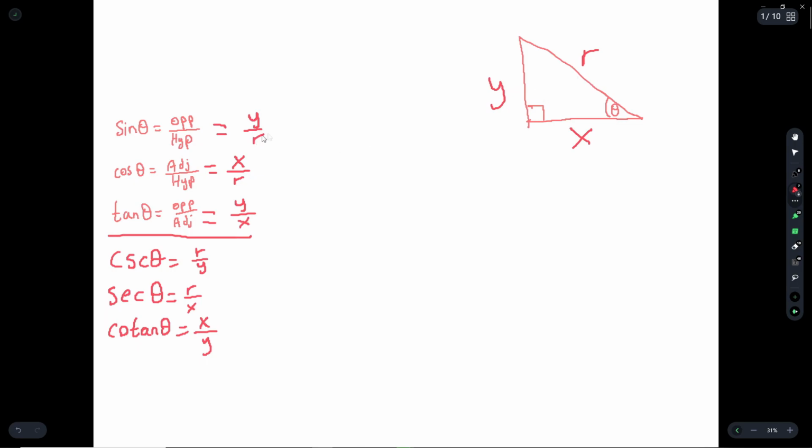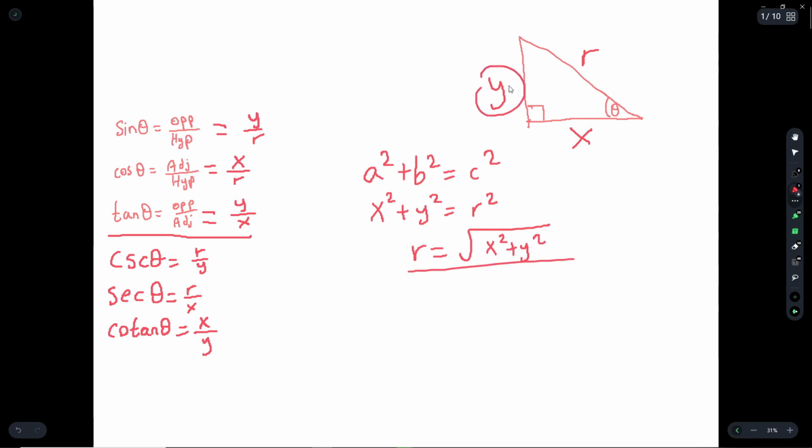And since we do not have an exact value for r, we can use Pythagorean theorem to get it. So we'll write the Pythagorean theorem first. So a squared plus b squared equals c squared. So it would be x squared plus y squared equal r squared. So r would equal radical x squared plus y squared. And there we have a formula that can relate r to the legs of the right triangle.